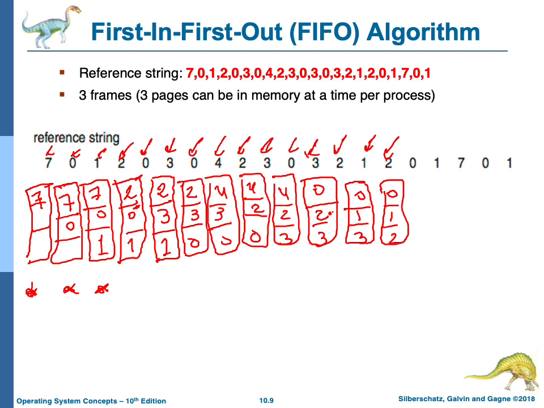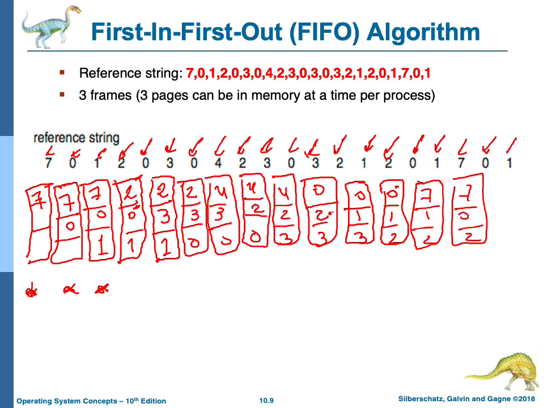So the oldest now is 0. So we need 0, 0 is already there. We need 1, is already there. Now we need 7, so we're going to replace 0. 7, 1, 2. And then we need 0, so the next oldest is 1. So 7, 0, 2. And now we need 1. And so 7, 0, 1.